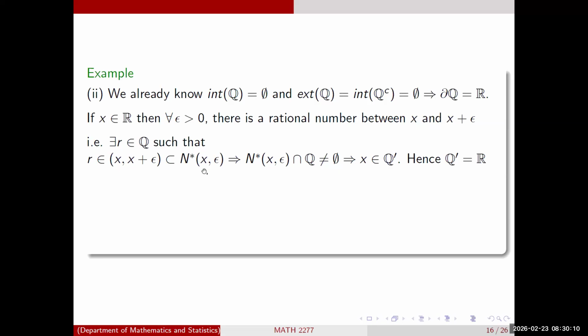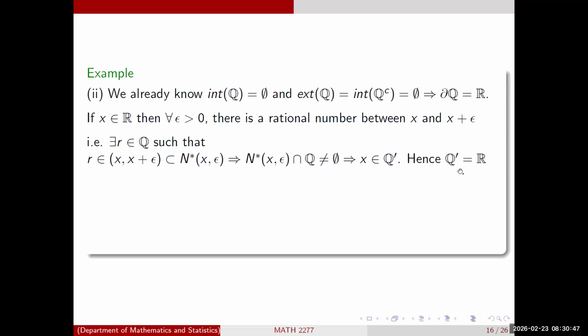Okay, so if I then take this deleted neighborhood and intersect it with Q, it's going to be non-empty. Why? Because the deleted neighborhood contains R, and R is a rational number. So the deleted neighborhood contains at least one of these, in fact infinitely many, but it just needs to contain one to be non-empty. Therefore, x is a limit point of Q.